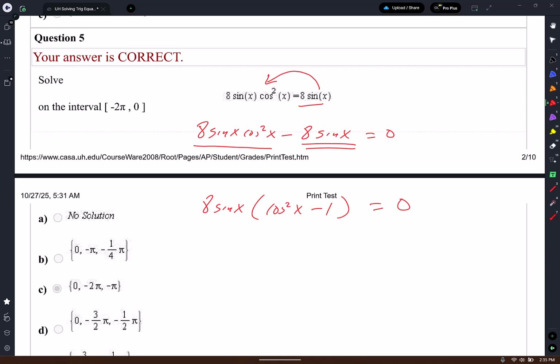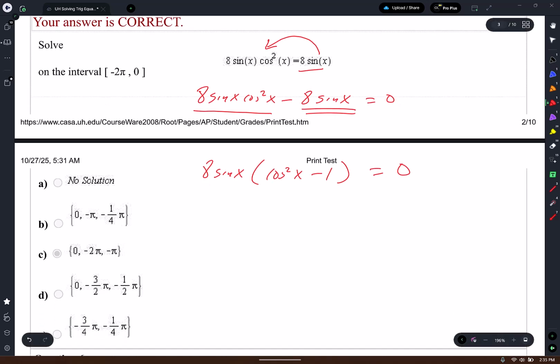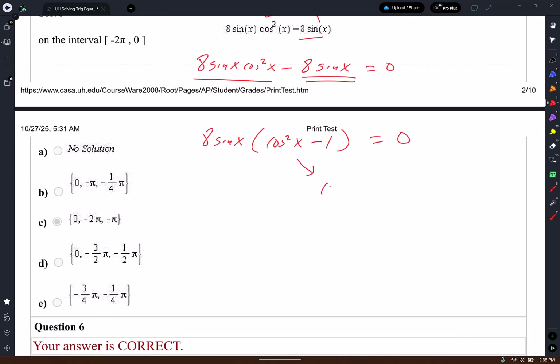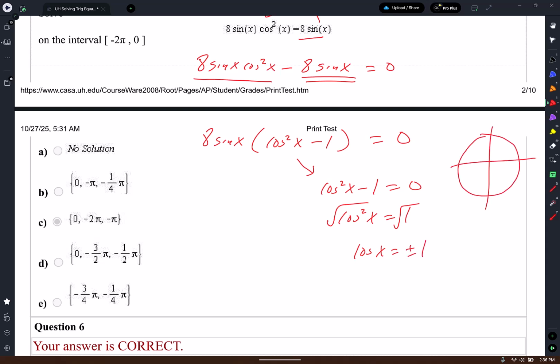Yeah, I did slow down. We already did this one in the middle. The only way that will equal 0 is if cosine squared x equals 1, and we just did it a little while ago. Square root, square root. Cosine x equals plus minus 1. Don't worry, I'm slowing down.